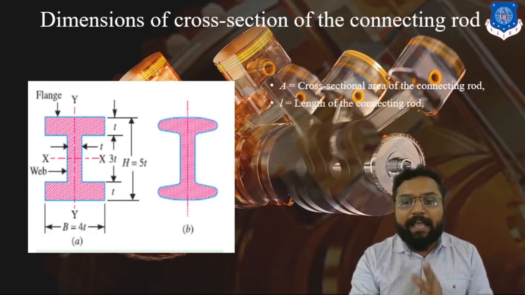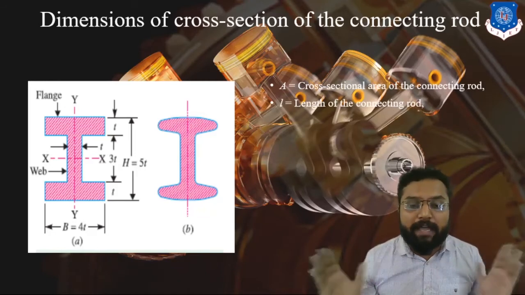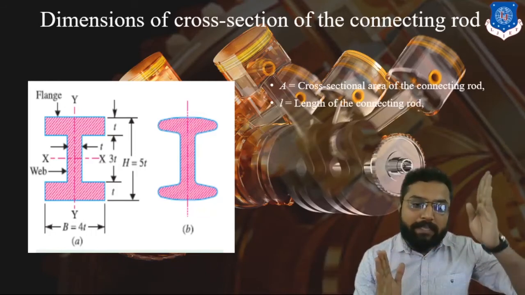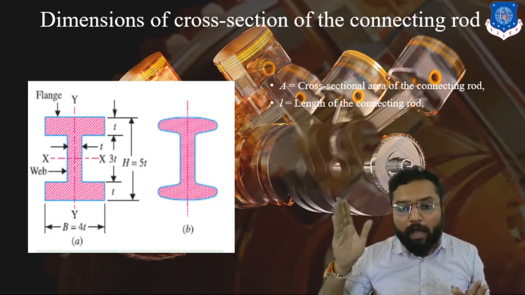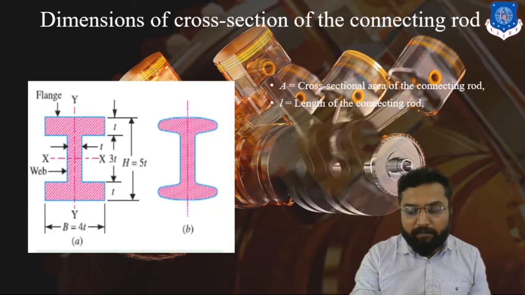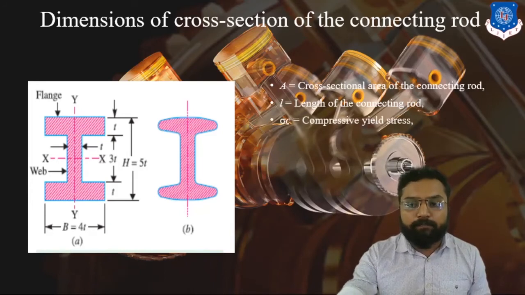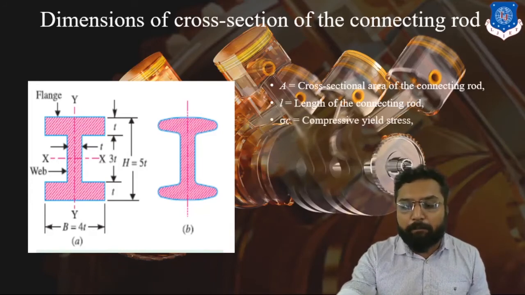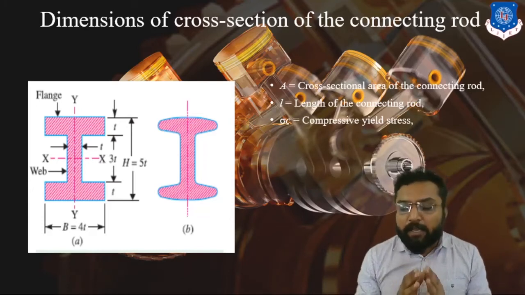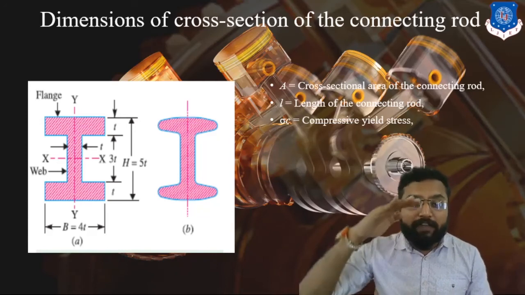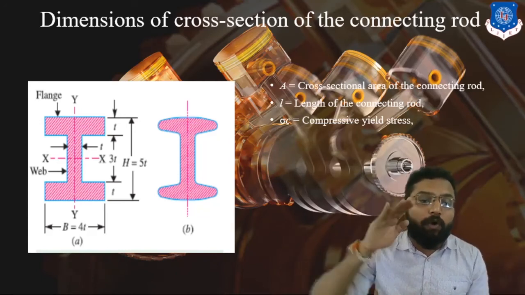Clear? Then the length of the connecting rod, clear? The total length of our connecting rod is from the center of the eye of our small end to the center of the eye of our big end. After that, the yield stress, which is compressive stress. Clear? Compressive stress. What is compressive stress? Compressive stress mainly deals with your connecting rod when it comes under short column theory.